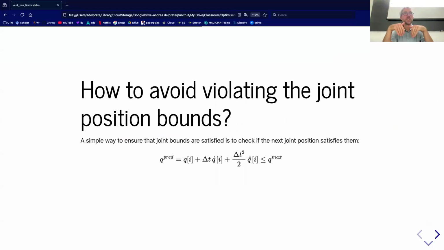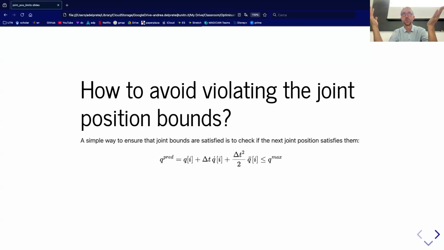So let's try to implement the strategies that I just described to you. We can predict what the next joint position would be by using this expression. So we get q prediction, which is simply the integration of the acceleration. And then we check if this predicted value is below the joint limit, so below q max. And if that's the case, what can we do? Well, if that's the case, it means everything is good, so we just apply the standard acceleration. If that's not the case, what would you do?